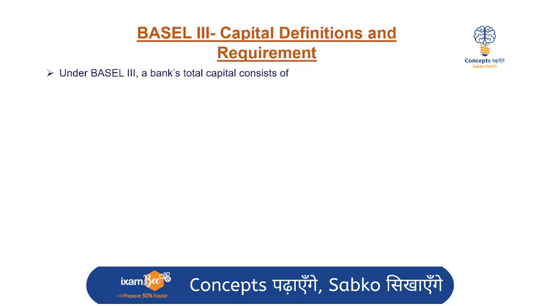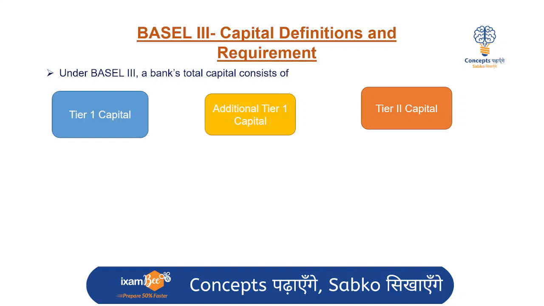So total capital according to Basel 3 should consist of tier 1 capital and tier 2 capital, and one more, that was additional tier 1 capital. Right, so basically tier 1 is called common equity, as I have told you. This is the core capital of a bank. Mainly it includes the share capital, retained earnings, but does not include any kind of deferred tax assets or goodwill.